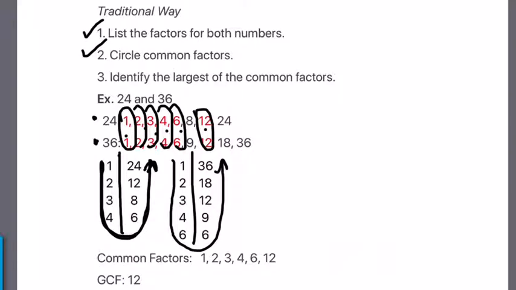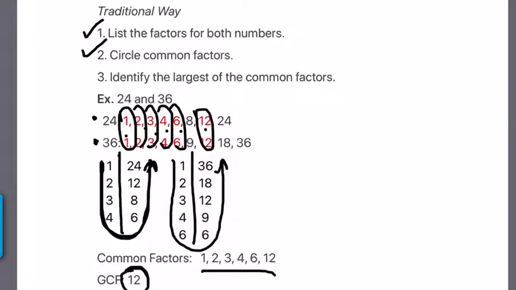Once you know all of the common factors, you simply find the largest of the common factors, and that number is your GCF. So here is the list of my common factors. So my greatest common factor is 12.